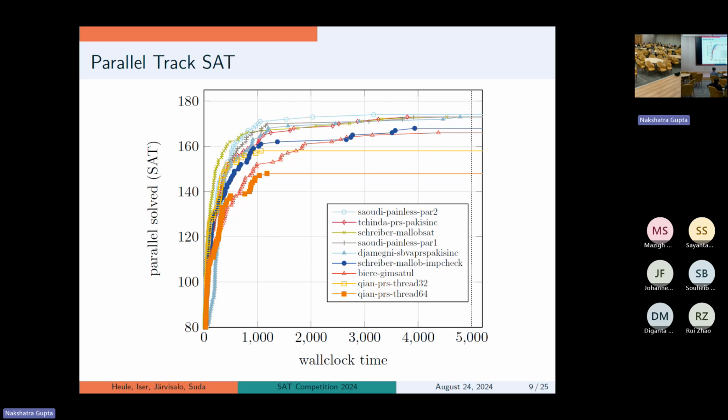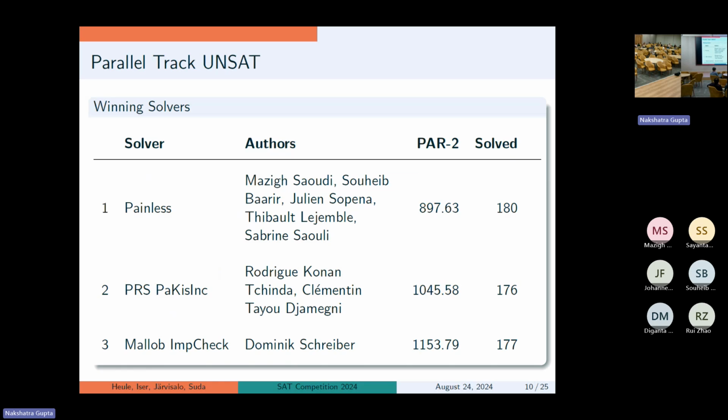Okay, let's continue with the UNSAT instances. Here we also have Painless on the 1st place. PRS Parkis Inc. is now on the 2nd place for the unsat instances, and we have Malop Imcheck by Dominik Schreiber on the 3rd place. Here we have some divergence between the solvers. The par2 score of the second place is much better, but it solves one instance less. We will see it soon in the plot. But let's first raise some applause for these winners.